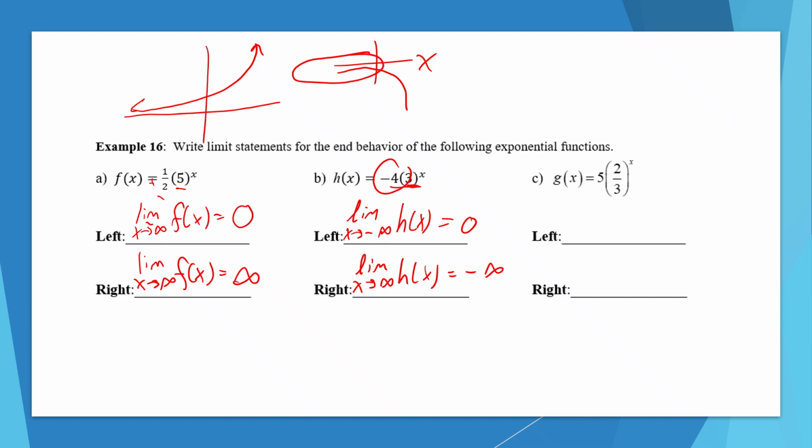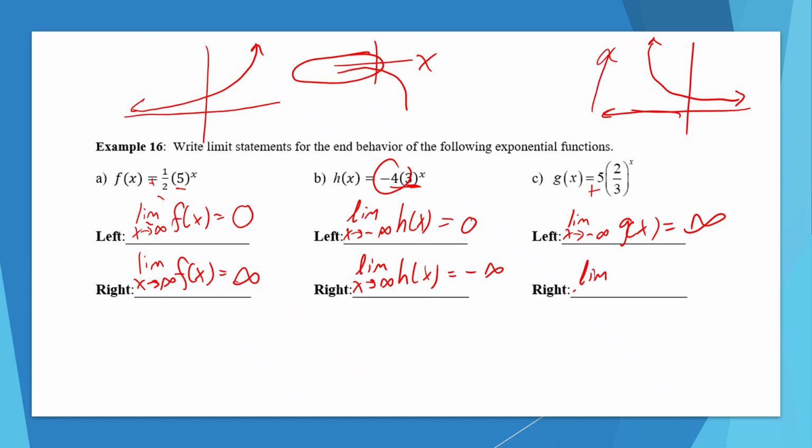And then g of x is a positive a value, so that's nice. And then our b value is 2/3. That's less than 1. So that is just going to be a case of exponential decay. So let's write that out as well. The limit as x approaches negative infinity of g of x. This is going up, right? As we go to the left, this is going up to positive infinity. And then here, the limit as x approaches positive infinity of g of x is going towards 0 right there. So that should be our 6 limit statements for example 16.